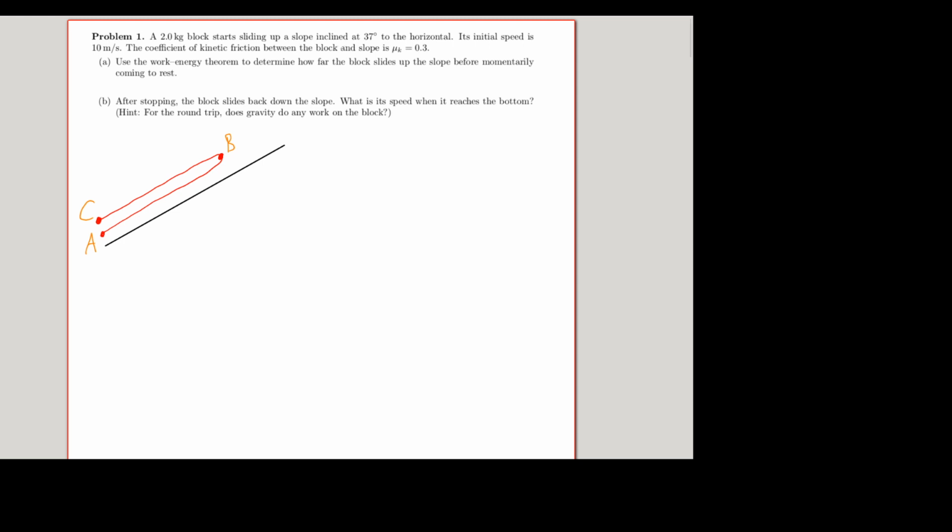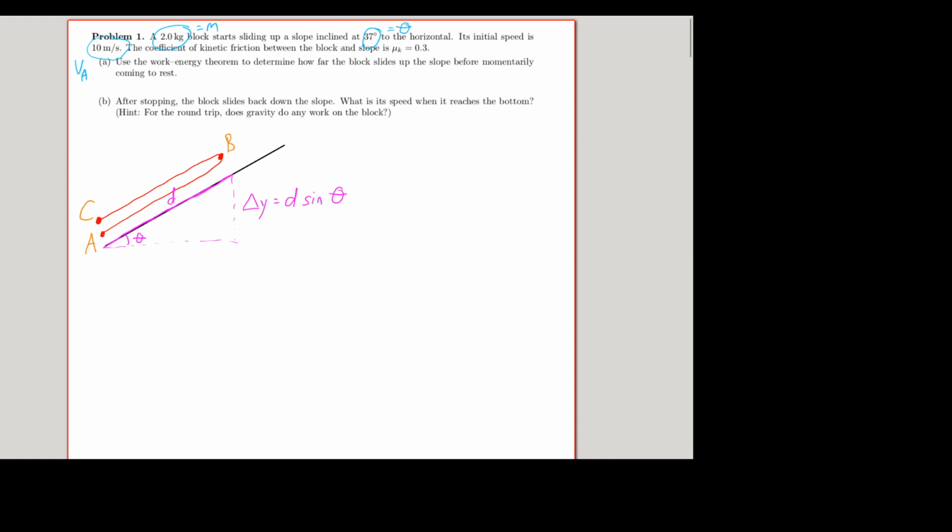We need some symbols for the various quantities that we're looking for. So this distance here, how far it goes up the ramp, I will call D. That's what I'm going to be solving for. And I'm also going to want to know the displacement in the y direction, which is d sine theta. That's theta. Let's identify a few things in the problem, give them variables. So 2 kilograms I will call m, 37 degrees I will call theta. This initial speed, since that's the speed at A, I will call v sub A.